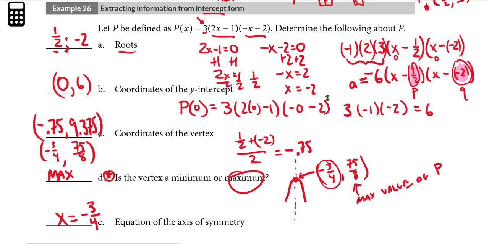So that is how we extract information from intercept form. Again, the one you really have to be careful of is determining whether your parabola is oriented facing down or facing up. You really have to make sure that you're looking at pure intercept form before you start making any assumptions about how the parabola is oriented. The rest of this stuff, you can extract your zeros, your roots, your x-intercepts, your coordinates of the y-intercept. You can extract all of that from a factored form quadratic, but like I said, you do have to be a little bit careful about some of the stuff you're extracting.